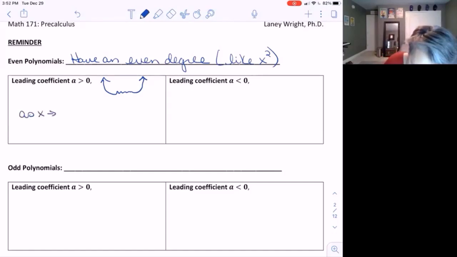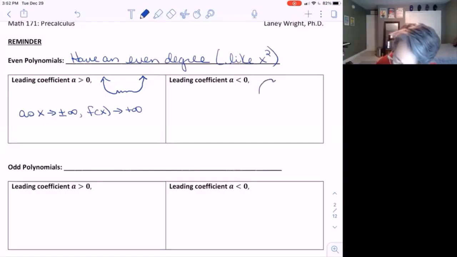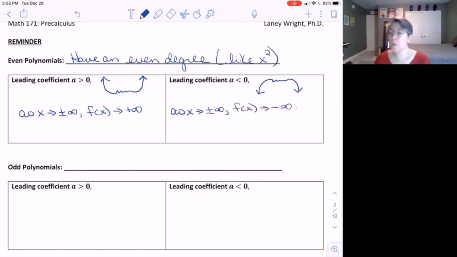So as x approaches either positive or negative infinity, our function value is going towards positive infinity. If the leading coefficient is negative, then that polynomial, regardless of what happens in the middle, will eventually be going downwards. It opens down. So we can say as x is approaching positive or negative infinity, f of x is approaching negative infinity. So if we have a polynomial, we can just look at the first term and already know the end behaviors. We do not have to graph it.